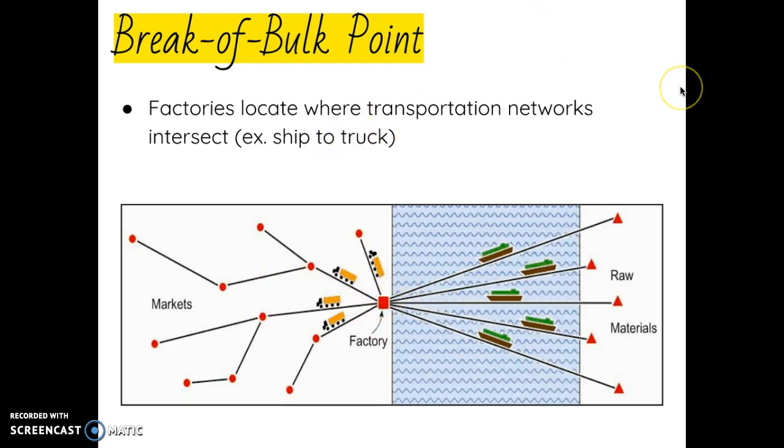So we see some factories locate where these transportation networks intersect. It makes sense because, as I said previously, costs rise each time inputs or products are transferred from one transportation mode to another. So workers must unload from one mode and reload to another, and it makes sense that the factory would be at one of those unloading and reloading spots instead of adding a third situation into the equation and causing more transportation costs.